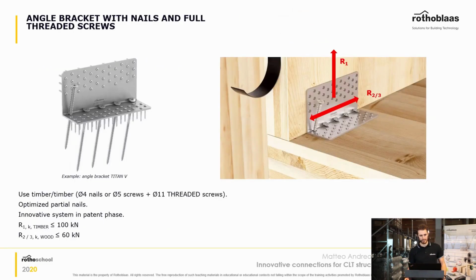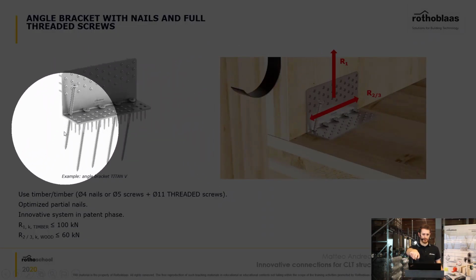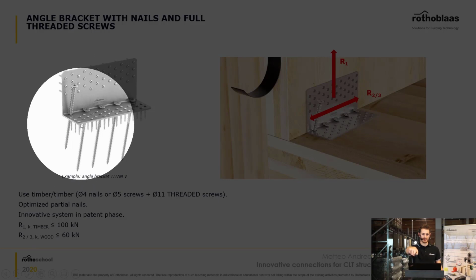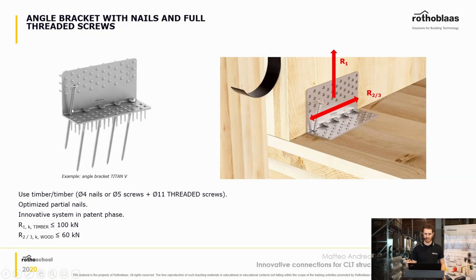That's another very well designed CLT connector. And why is it a good connector from an engineering point of view? As you can see here in the image, we have a series of full threaded screws that are placed exactly where the corner of the bracket is. And that's very good because it decreases a lot the eccentricity that you have on the connection. And by reducing the eccentricity, you create less bending moment, and less bending moment means that the connection works better, and you have more resistance.